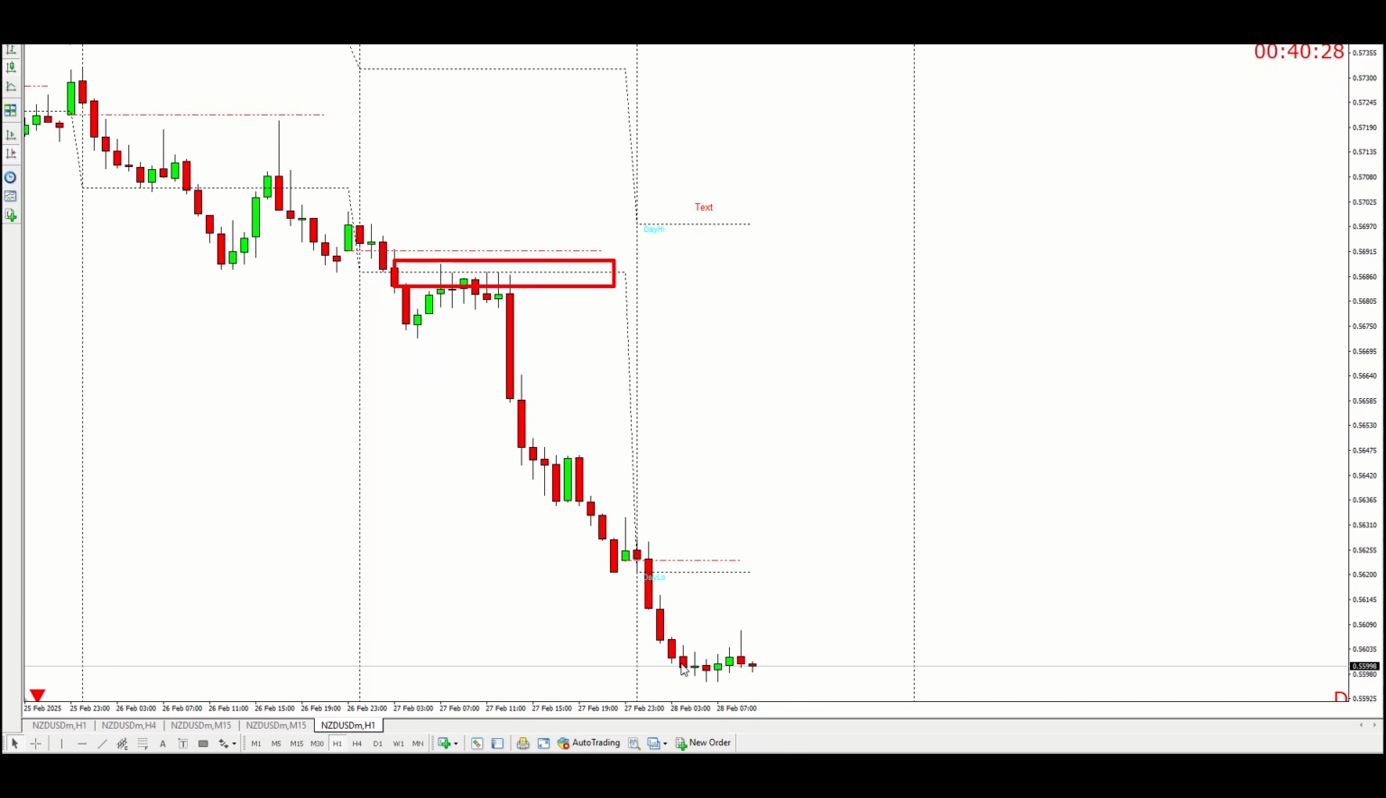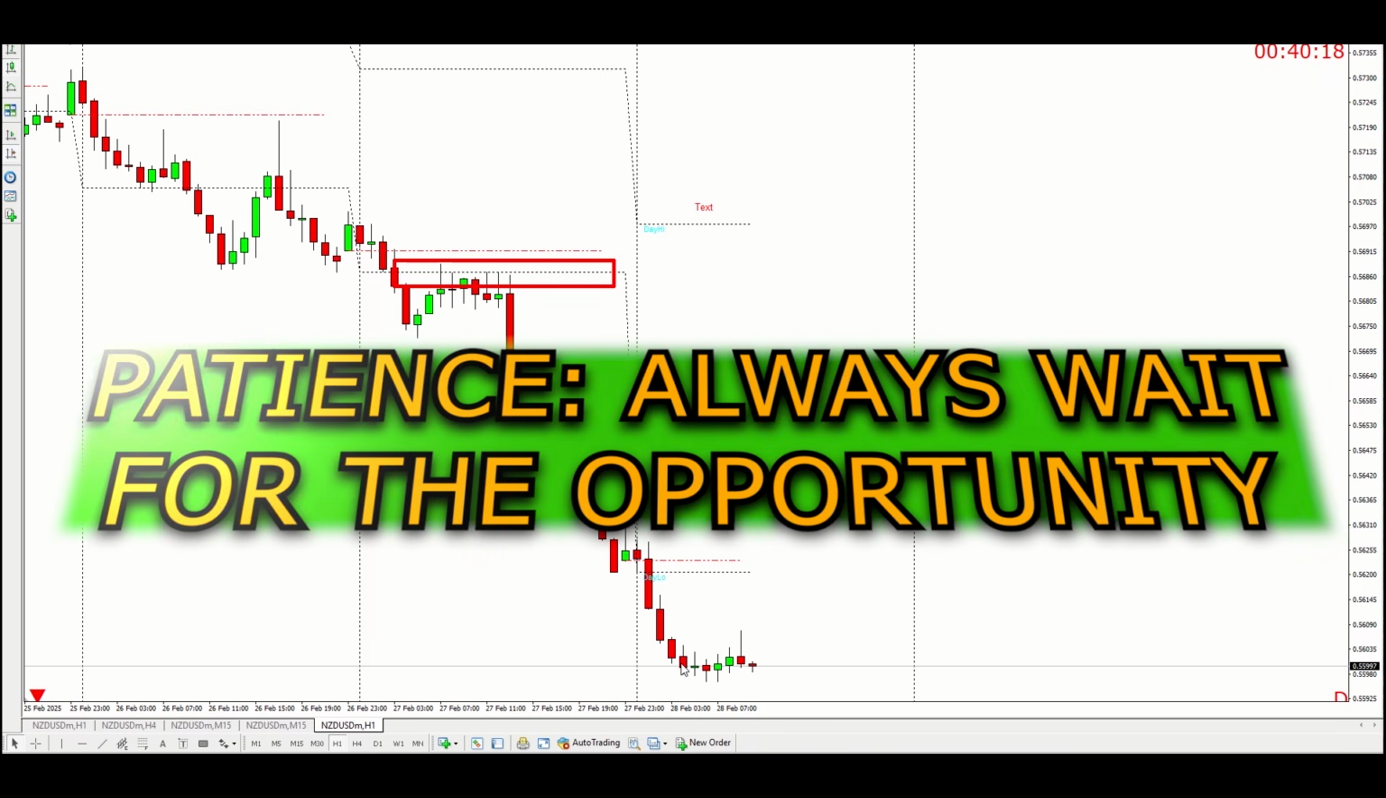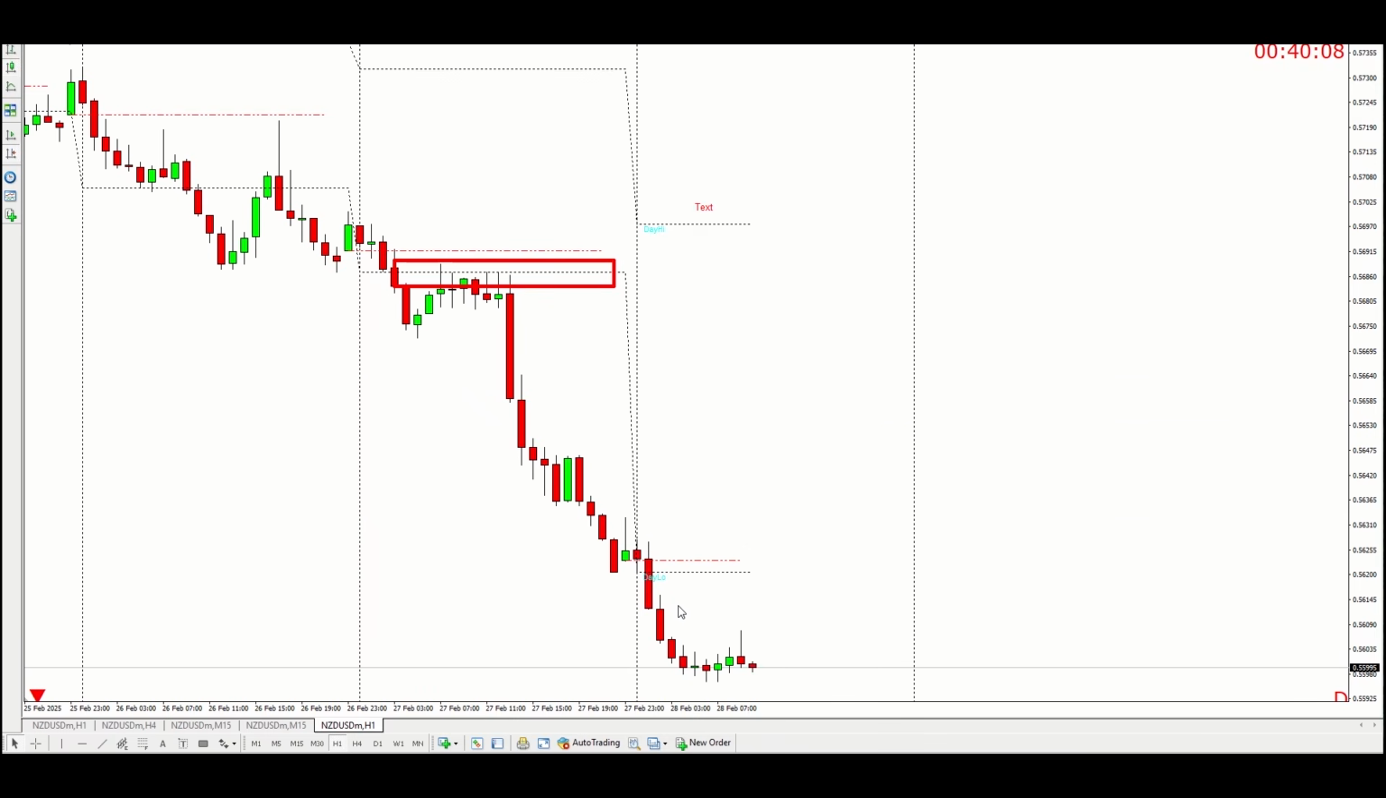Most of the time, you'll come and everything will be gone, or they will not give you the setup you are anticipating. It's important to sit on the hands and wait for the time when they do give. If there is nothing, just sit and do nothing. For me, when I came here, I can see, oh, it's gone. What am I going to do? Nothing. Am I going to chase prices? No, I'm not going to chase prices.